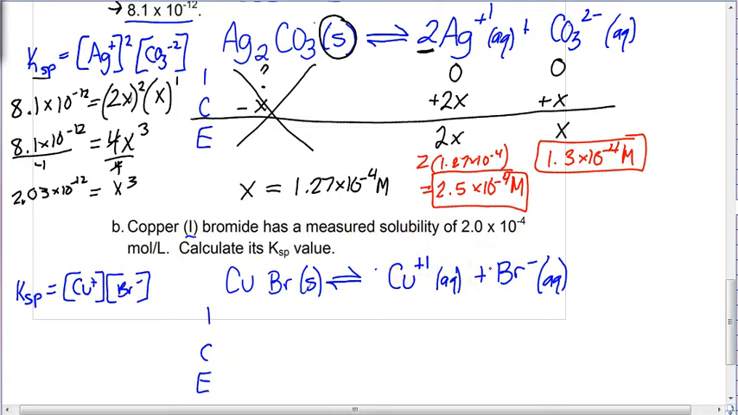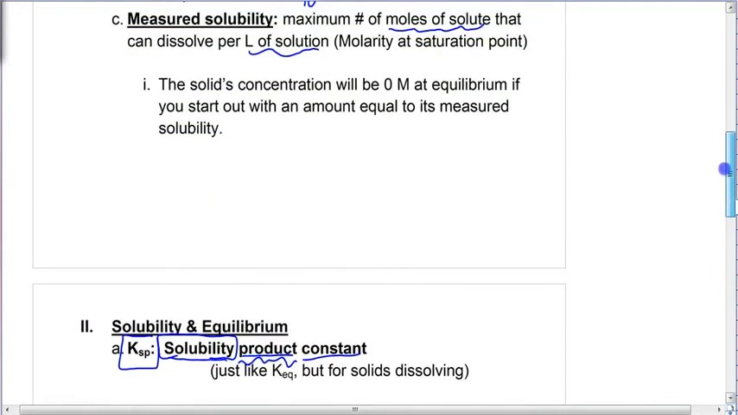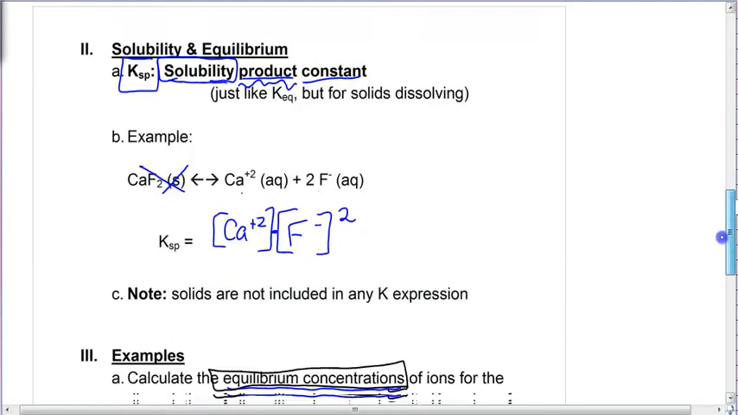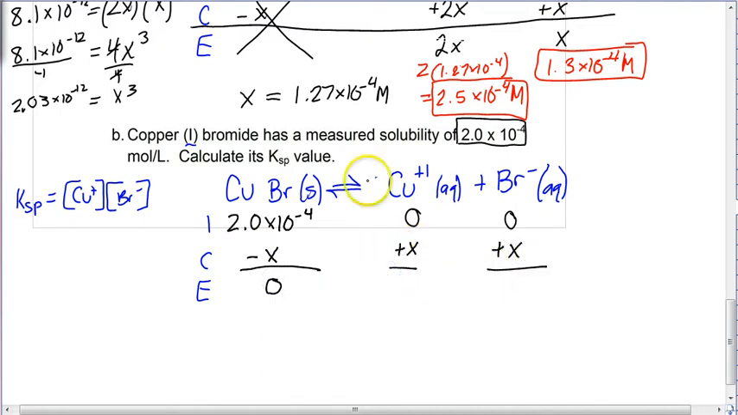For our I row, initially we start out with 0 of our products, and of our reactants, we'll have this measured solubility. Let's refer back to above here for a minute. Remember, measured solubility is the maximum number of moles that can dissolve per liter of solution. So for these problems, what we'll do is assume that we're starting with the maximum amount that can dissolve. That way, we know that all of it will dissolve. So when we do our change row, we know that at the end we'll end up with 0. Our change row here will be plus x and plus x because the coefficients are 1 and 1. So this will be x and x.